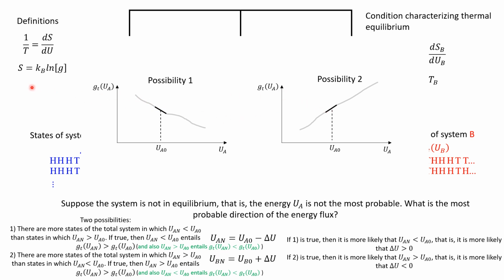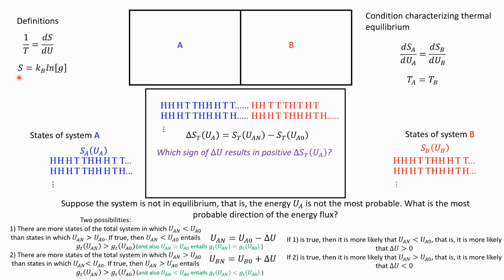But instead of inspecting the slope of the multiplicity, we could inspect the slope of the entropy, because since the entropy is proportional to the log of the multiplicity, a negative slope of the multiplicity entails a negative slope of the entropy, and a positive slope of the multiplicity entails a positive slope of the entropy. So instead of inspecting the slope of the multiplicity, we're going to inspect the slope of the entropy. Okay, so we inspect the entropy instead of inspecting the multiplicity.